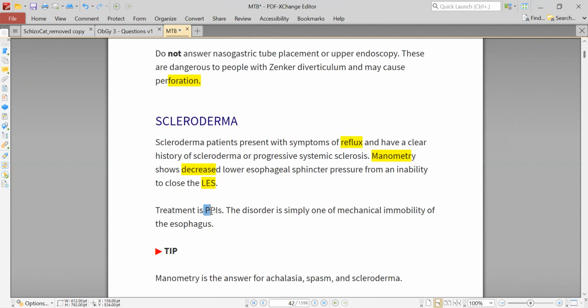Treatment is going to be proton pump inhibitors, and the response is simply due to the mechanical immobility of the esophagus. Just like in scleroderma, there is fibrosis everywhere, so here also there is fibrosis. The esophagus is not moving much. So what do you do? You give a proton pump inhibitor. This is because of the reflux also, right? Yeah.